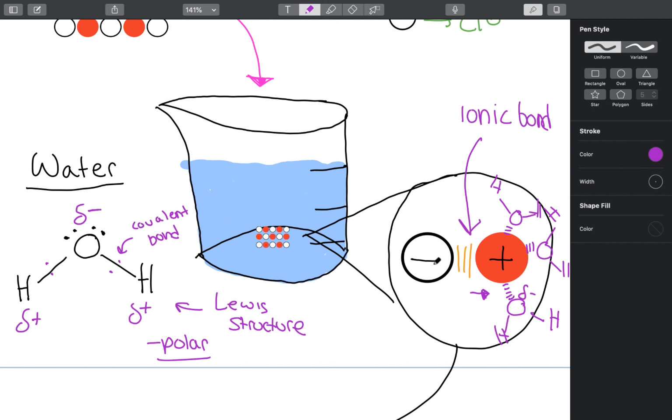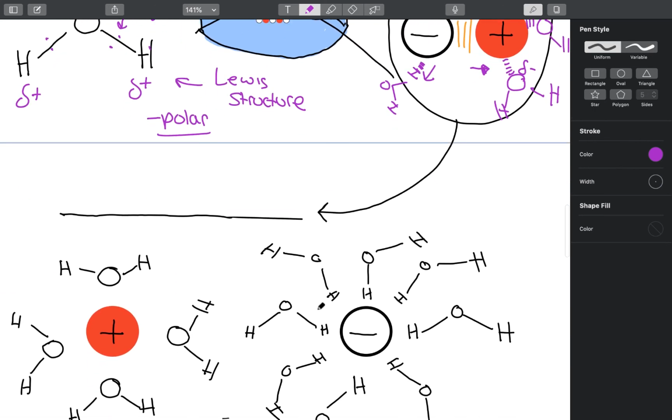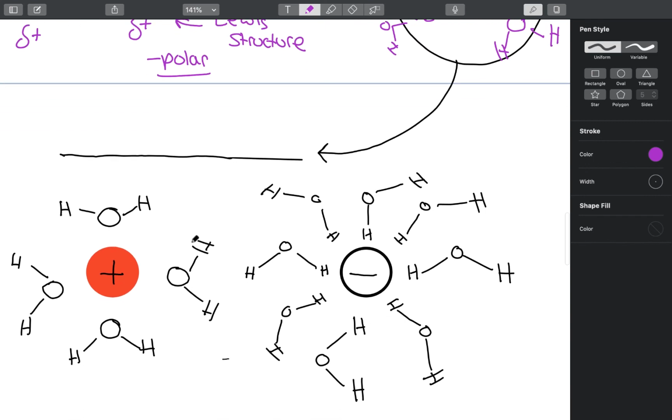Now, the water molecule also attacks the chloride ion. So which part of the water molecule do you think will attack the chloride? Hopefully you said the hydrogen, and that's because the hydrogen has a partial positive charge. So you have this partial positive charge pulling on this chloride ion, and it's pulling this chloride ion away from the sodium ion. You have all these waters pulling the chloride ion away from the ionic bond. Eventually, this causes the two different ions to separate from each other.